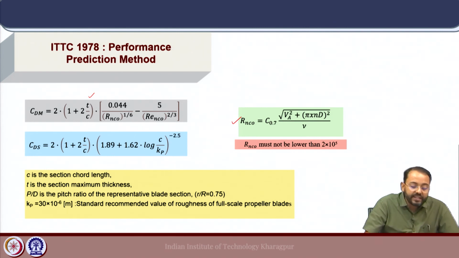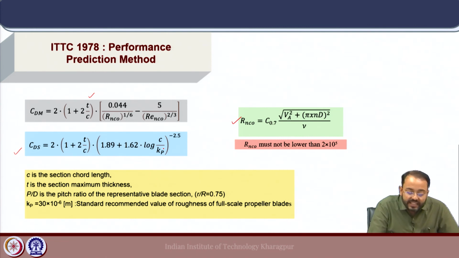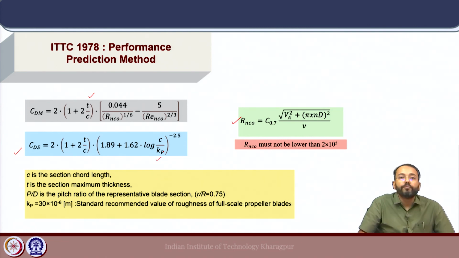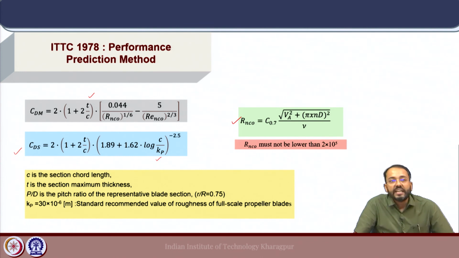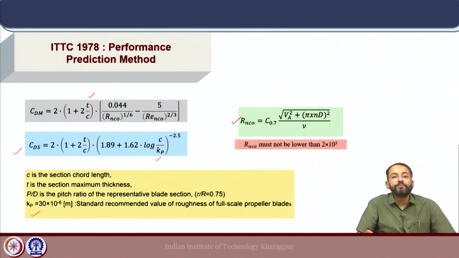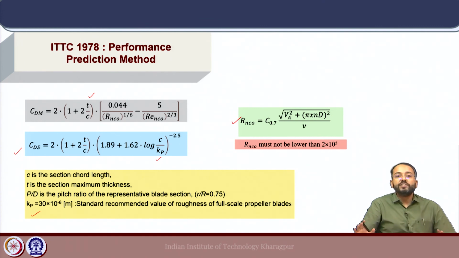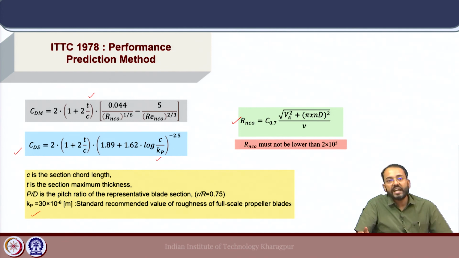Another important aspect is for the full scale drag coefficient, we see that the factor Kp is used. Kp is the standard recommended value of roughness for full scale propeller blades. So, Kp is not there in the model equation. So, it is used to account for roughness for the full scale propeller blades, and its influence is taken care of in the drag coefficient for the full scale blade. Okay.